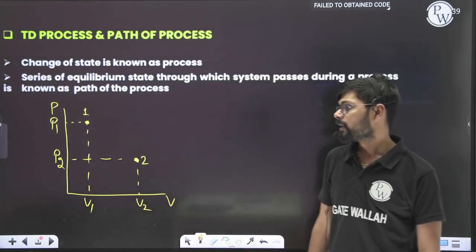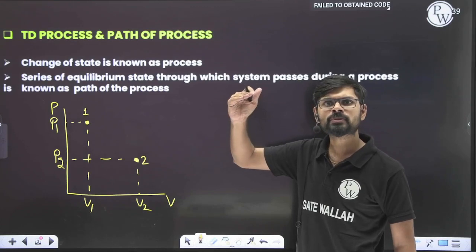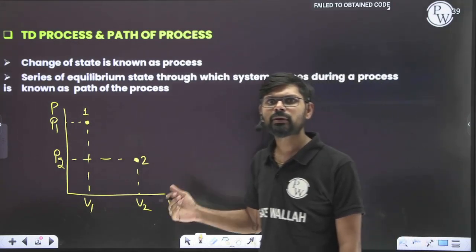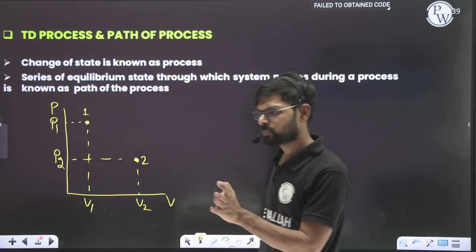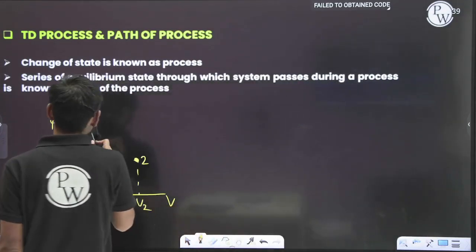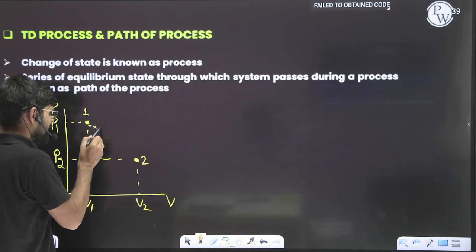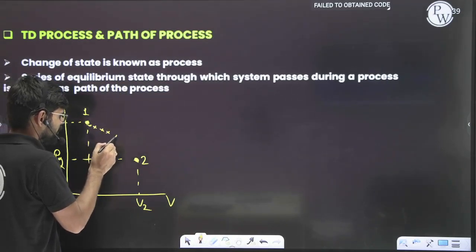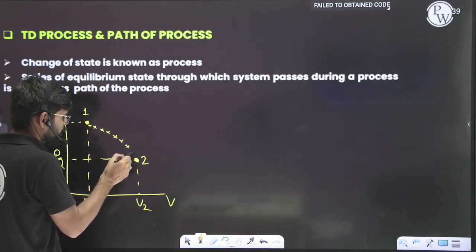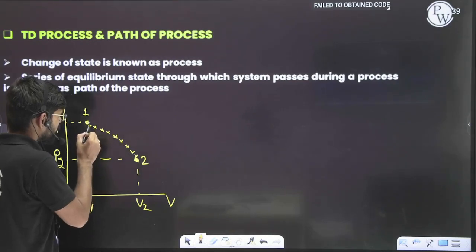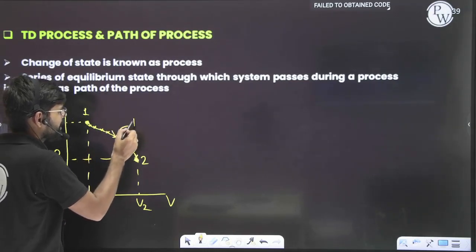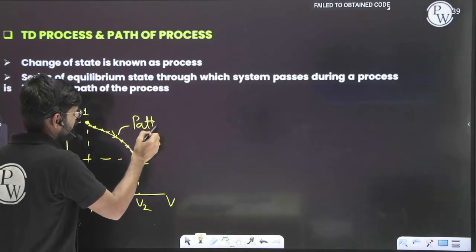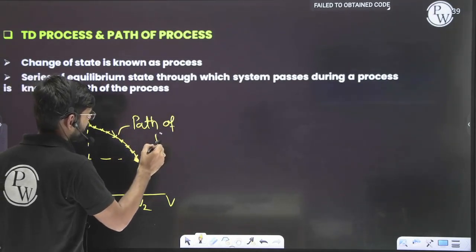Now when the system is moving from state 1 to state 2, then in between there may be multiple equilibrium states. If we define each and every state coming between 1 and 2, this series of equilibrium states through which a system passes during the process is called as what? Path of a process. That is called the path of a process. Clear?